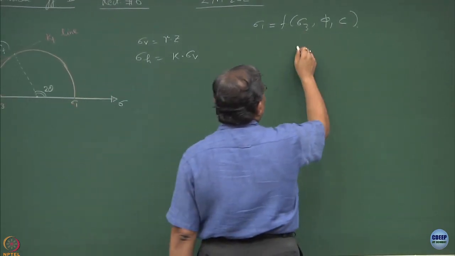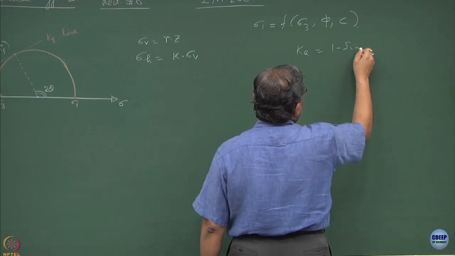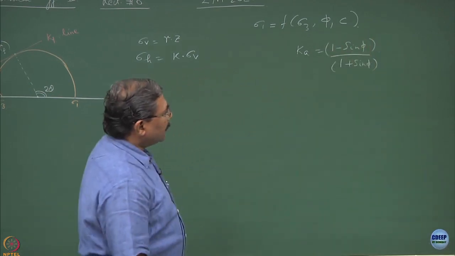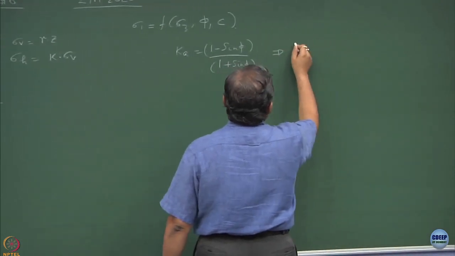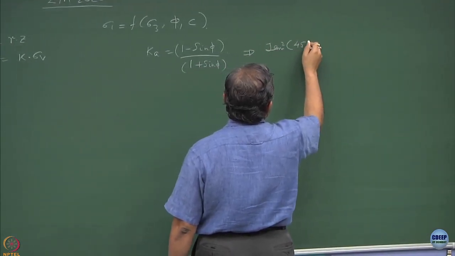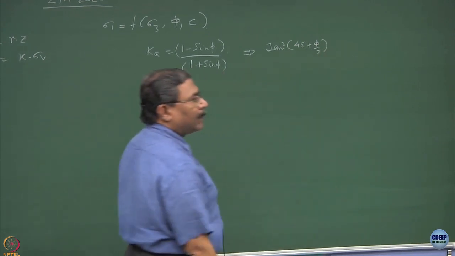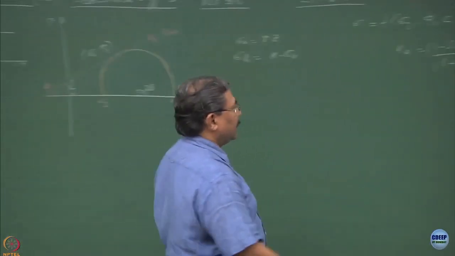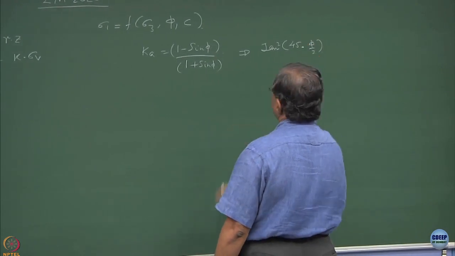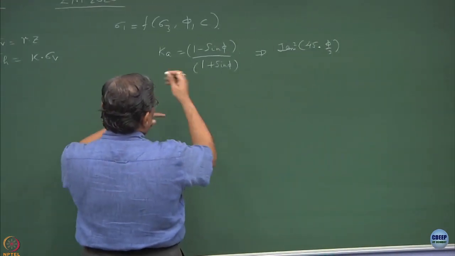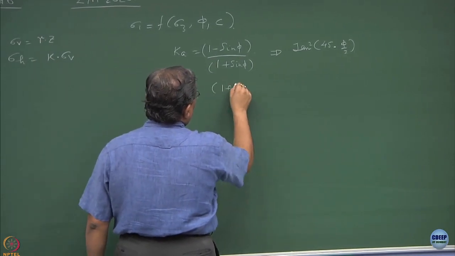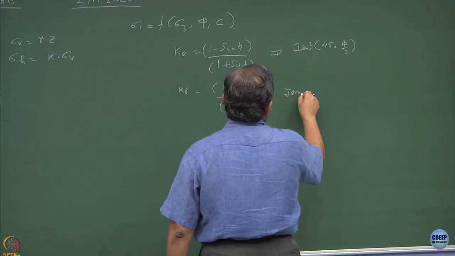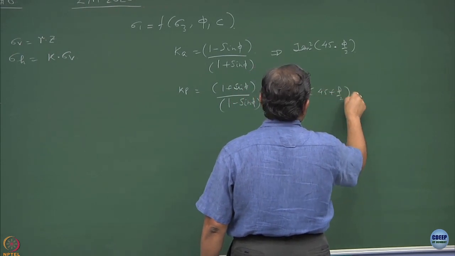where we have defined this term Ka as 1 minus sin phi over 1 plus sin phi. Now, this term is also written as tan square 45 minus phi by 2. All right. And Kp, if I transpose it, is equal to 1 plus sin phi over 1 minus sin phi, and this is written as tan square 45 plus phi by 2.